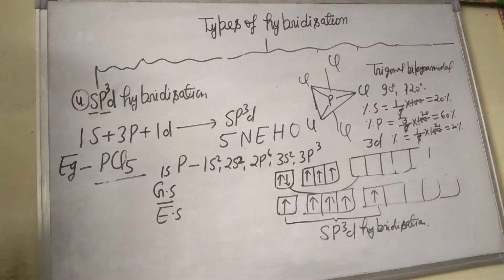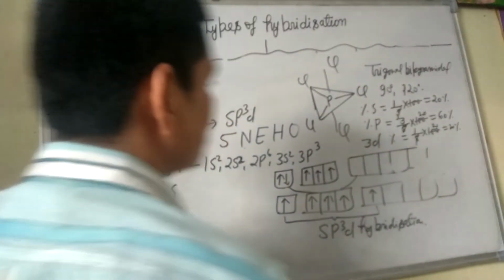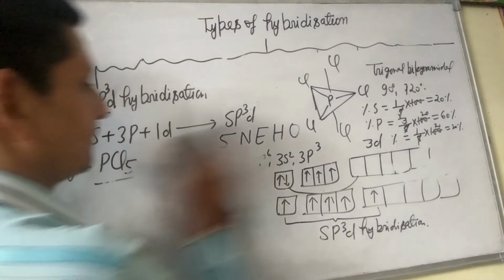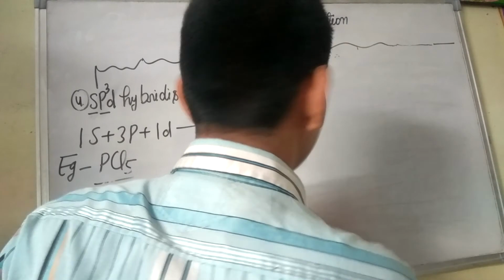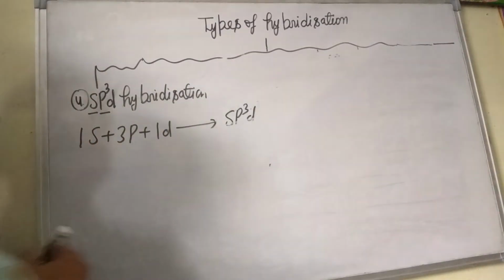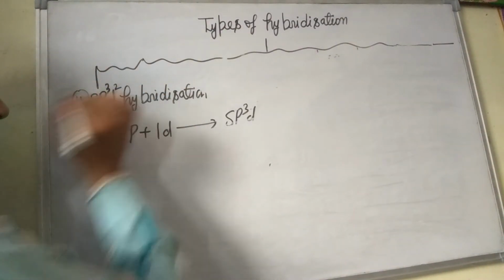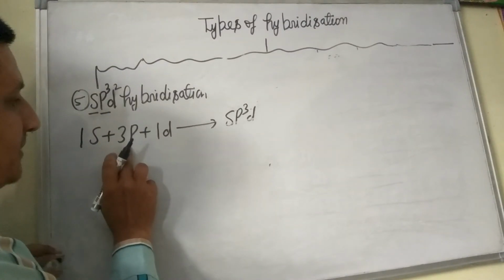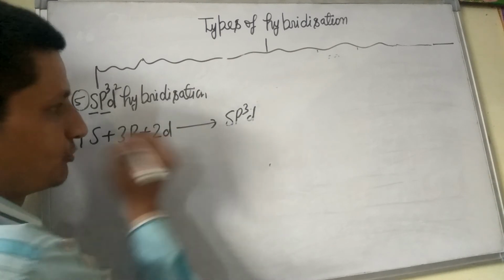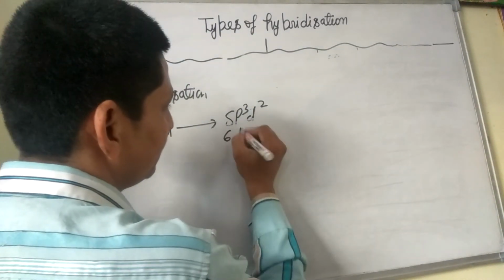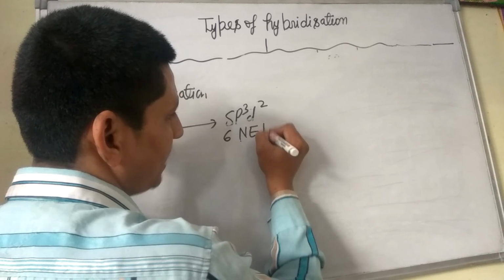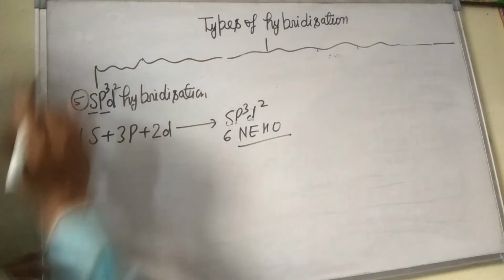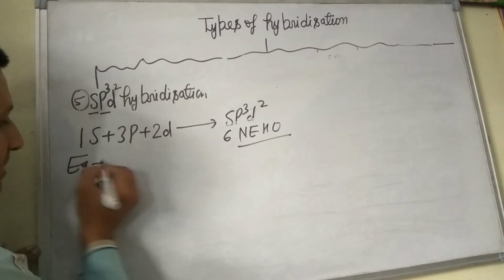Okay students, after this next is sp3d2 hybridization. Number 5, when 1 s orbital, 3 p orbitals and 2 d orbitals mix together to form 6 new equivalent hybrid orbitals. This is called sp3d2 hybridization. Example is SF6.